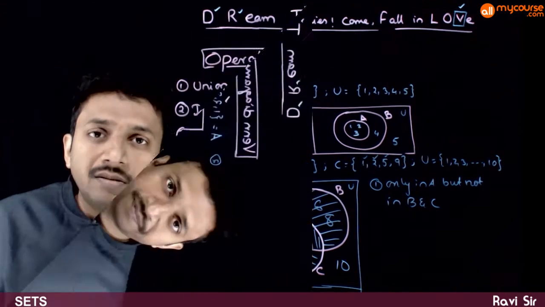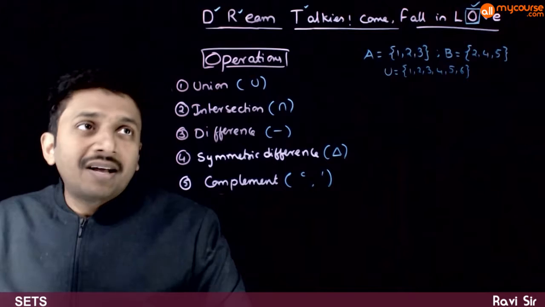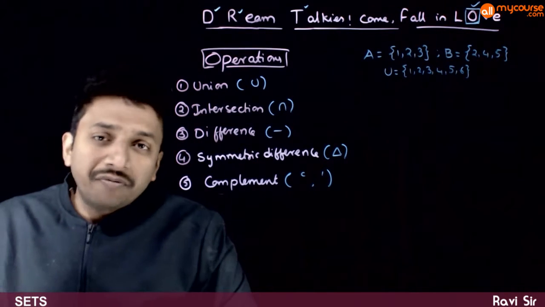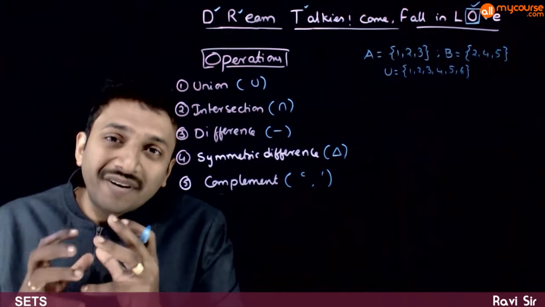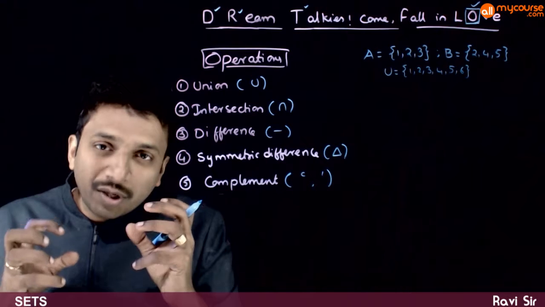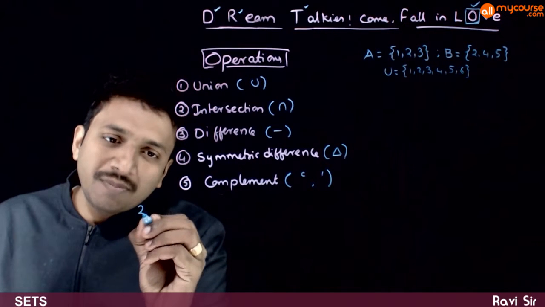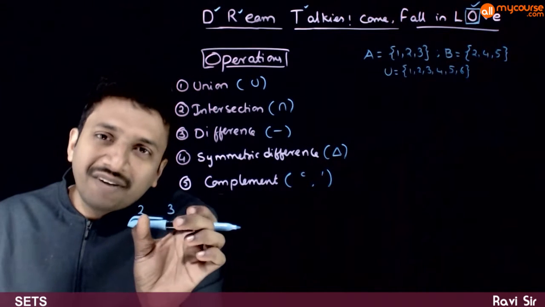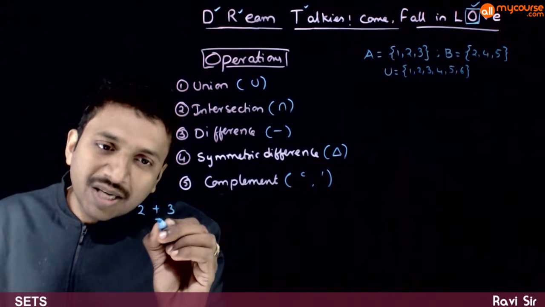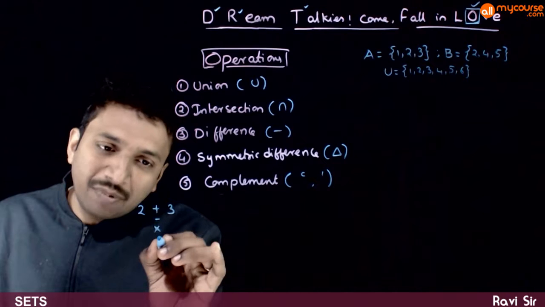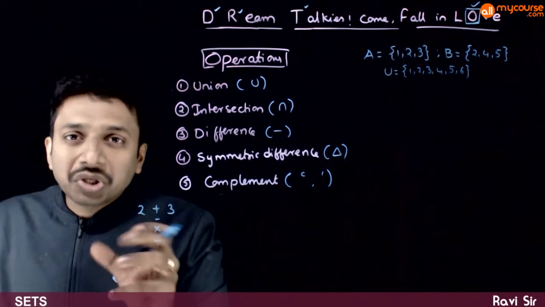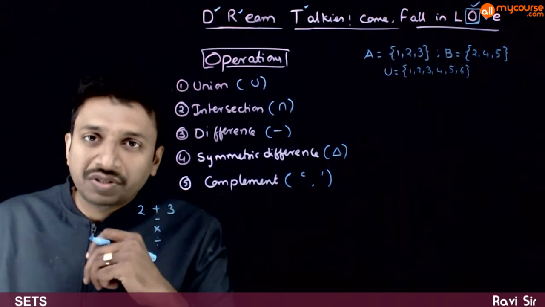Let's go forward. So let us look at our next topic, which is operations. So if you are given two sets, what are the different operations that you can do on them? Suppose you are given two numbers, 2 and 3. What are the different things that you can do with these numbers? You can add them, subtract them, multiply them, divide them, raise one number to the power of the other, and so on. So these are called the operations.